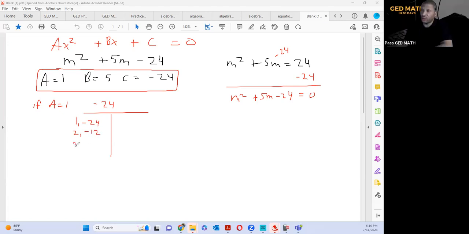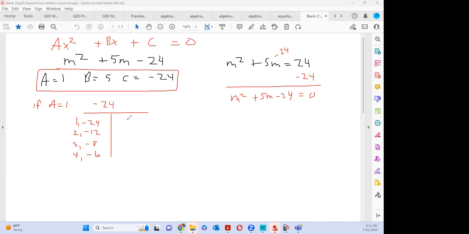3 goes into 24. 3 times what will give me negative 24? Negative 8. 4 goes into 24. 4 times what gives me negative 24? Negative 6. 5 doesn't go into 24. 6 goes into 24, but we already did 6. Right. Mr. Tinsley, I thought you told me 6 and negative 6 are not the same number. So what do you mean we already have 6? Because you should already know that on the other side, I'm going to change the signs.